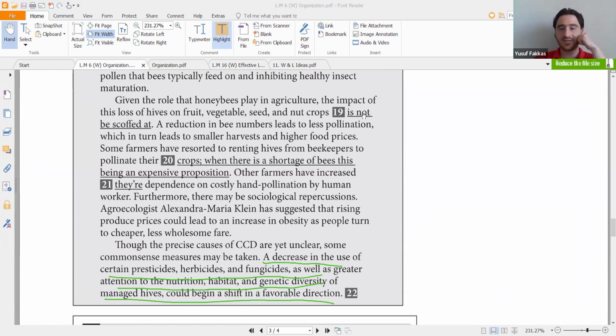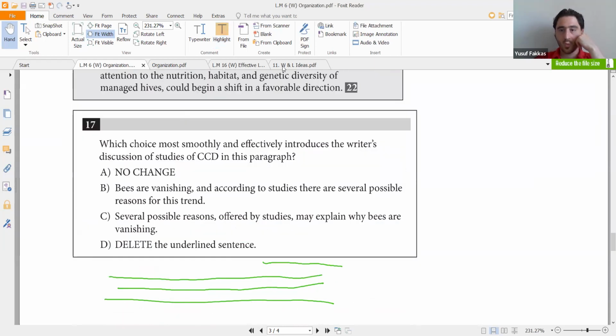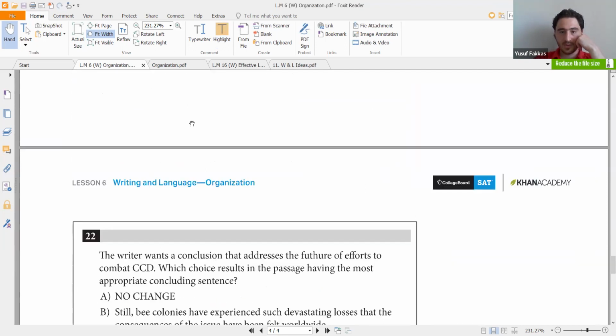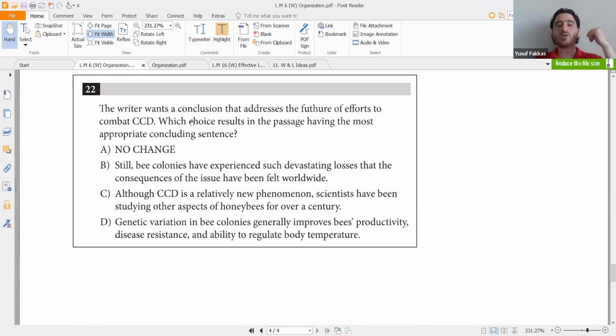Okay, this time we have different answers, all right? Let's see. So what were we supposed to do? Okay, so we read the question, and as usual, they tell us that the writer wants a conclusion that, okay, that does what? It addresses the future of efforts. What kind of efforts? To combat CCD, to fight this disease, right?